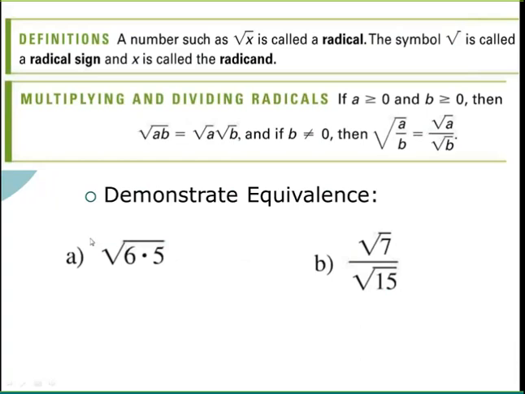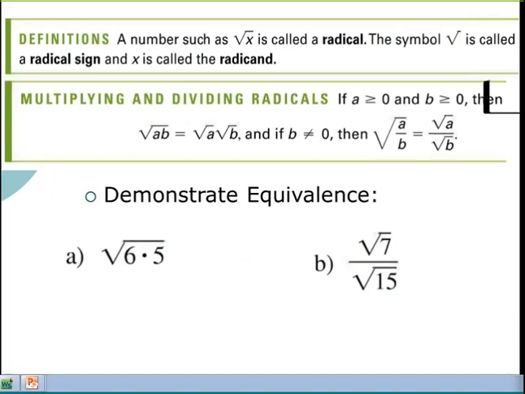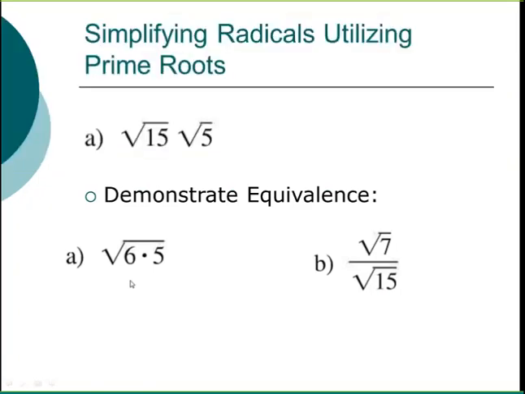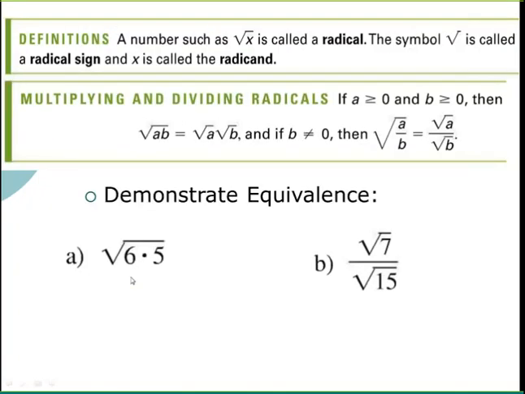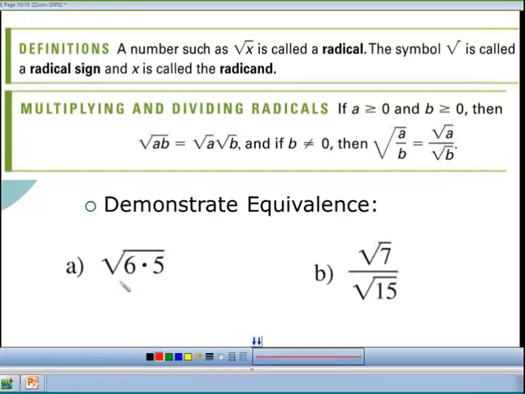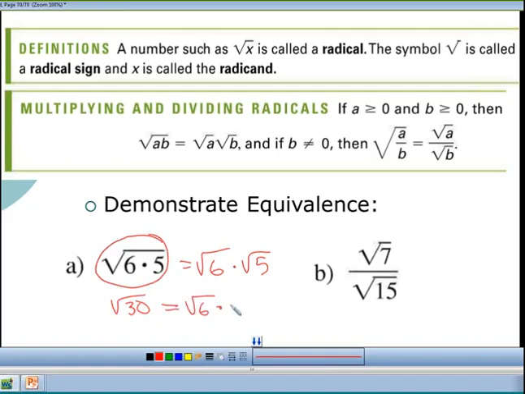So demonstrating equivalence, what I can do here is break these up into individual parts, where I can rewrite this to be the square root of 6 times the square root of 5. So if you take your calculator and do the square root of 30, that would be equal to taking the square root of 6 and multiplying by the square root of 5. If you actually take your calculator and do this, you would get those two exact answers.